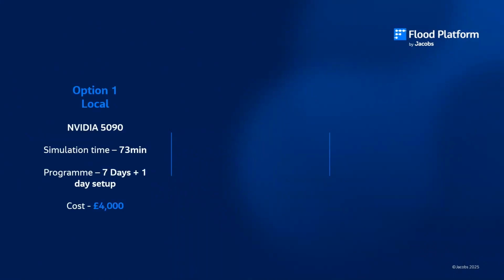You've got a few options for how you do that. If you ran it on your local hardware, you go off and buy yourself a shiny 590 card. That can run that model in about 73 minutes, not bad going. But you've got 144 of them to run. So that's going to take you 7 days to run all those simulations on a local machine, plus at least a day of setup costs. You've got to set those simulations up, set up the machine, keep an eye on them, and check back on it. You're looking easily at spending about £4,000 doing that, for both the hardware cost and the setup time as well.